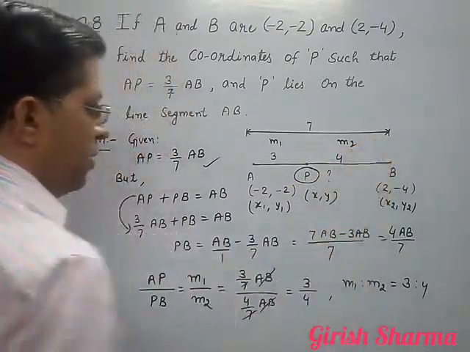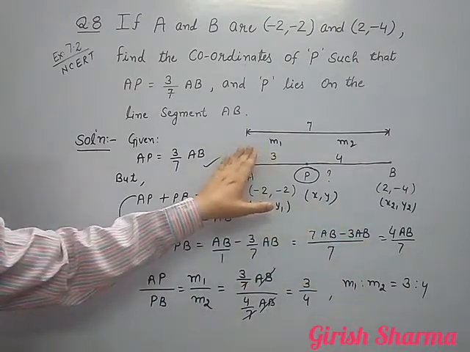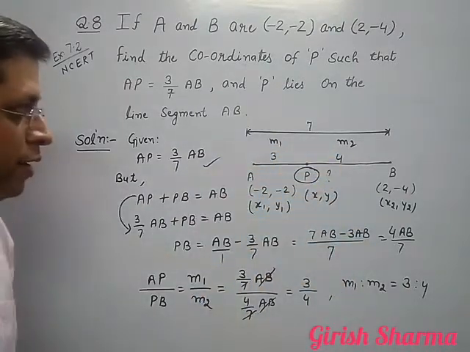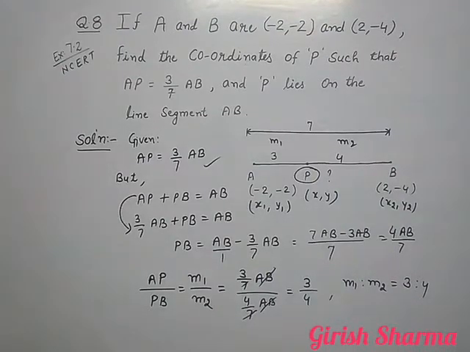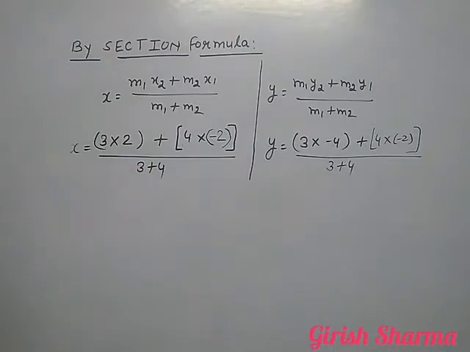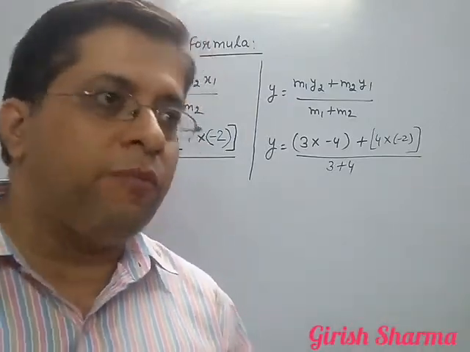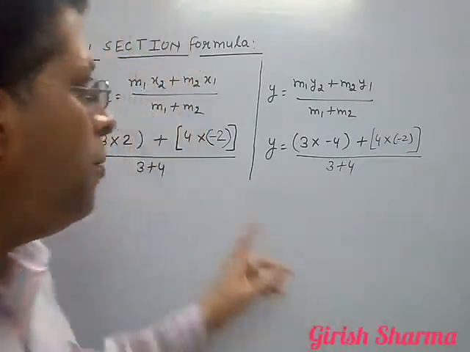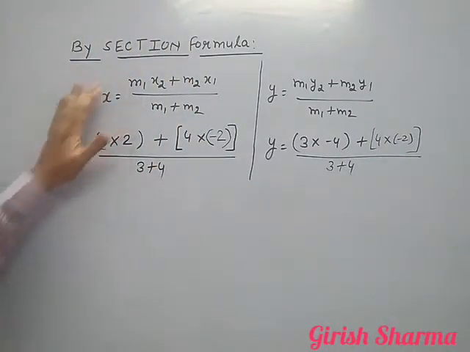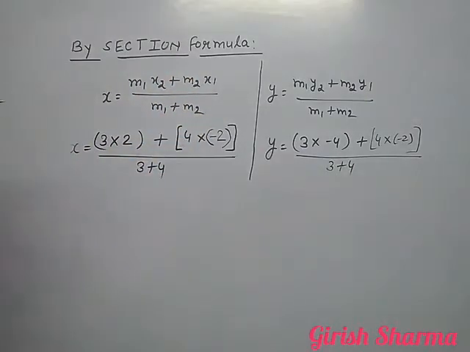Then, after that, we are using the section formula. We have given all x1, y1, x2, y2, m1 and m2. We have to find x and y. On putting all the values in the section formula, what is our section formula that we know? x is equal to (m1 x2 plus m2 x1) upon (m1 plus m2). y is equal to (m1 y2 plus m2 y1) upon (m1 plus m2). Now I am putting the values. m1 value here is 3, x2 is 2.